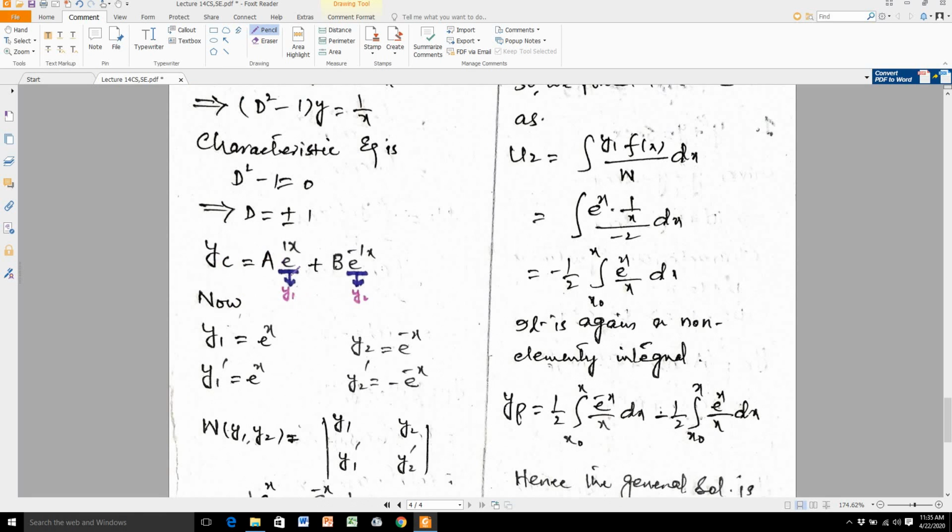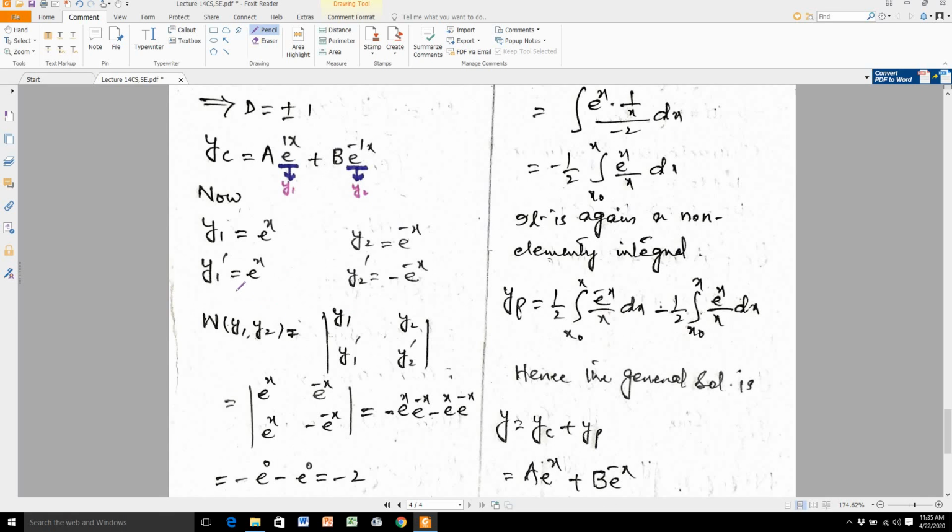Characteristic solution is a e raised to the power... Here, what type of roots are there? Here we have roots that are distinct and real. You write its solution as a e raised to the power 1x plus b e raised to the power minus 1x. So name it: this is y1 and this is y2. Now y1 is equal to e raised to the power x and y2 is equal to e raised to the power minus x.